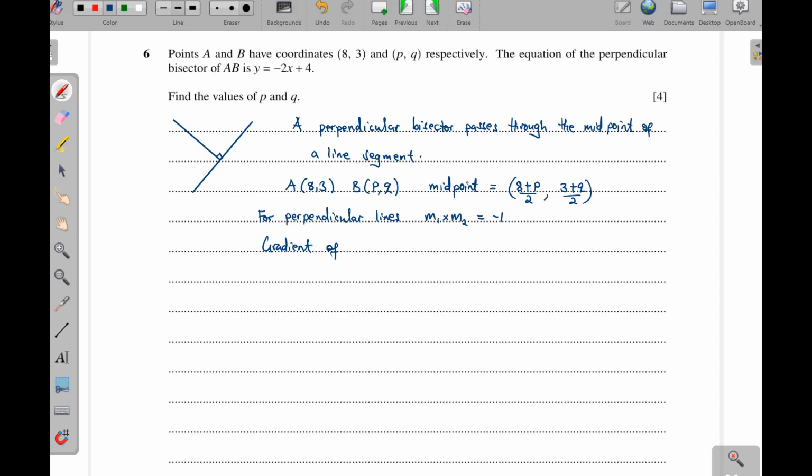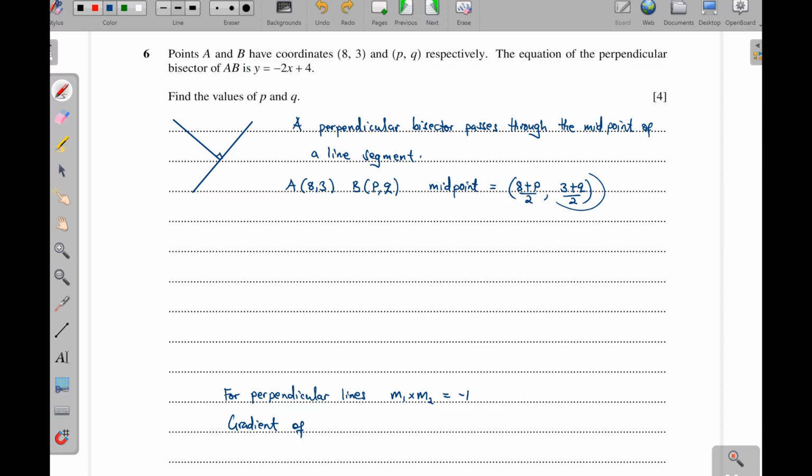Now, the gradient of the line AB. Since we said that the perpendicular bisector passes through the midpoint, let me first leave this one out and put it down here. For a point to be on a line, its coordinates must satisfy the equation of that line. So this is the equation of the perpendicular bisector.